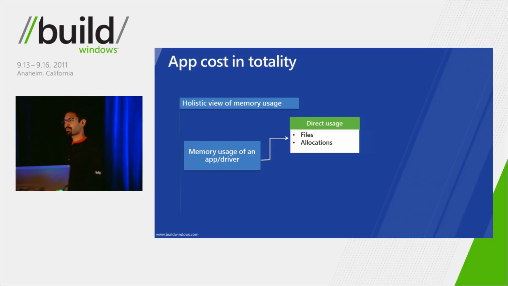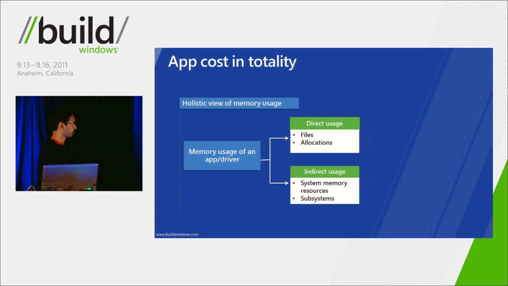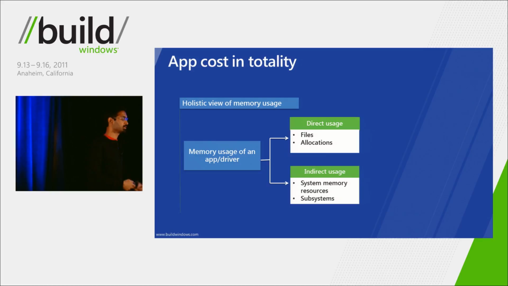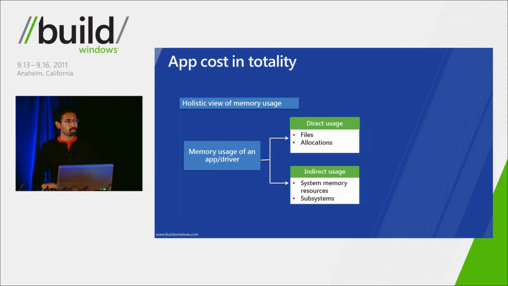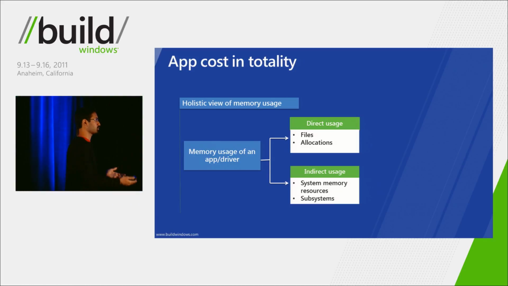One of the things that we often don't think about that much is your indirect costs. And what that is, it could be APIs that you use. It could be system memory resources that you use. It could be the audio or media subsystems that you use for your applications. So in order to get a complete picture of the memory usage of your application or driver, you want to think about both your direct costs and your indirect costs.